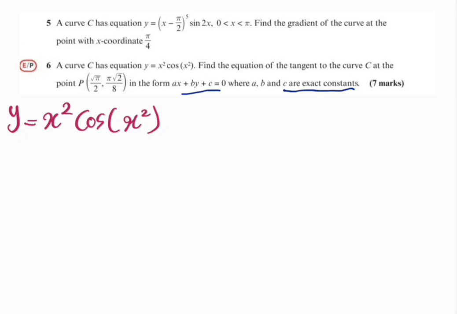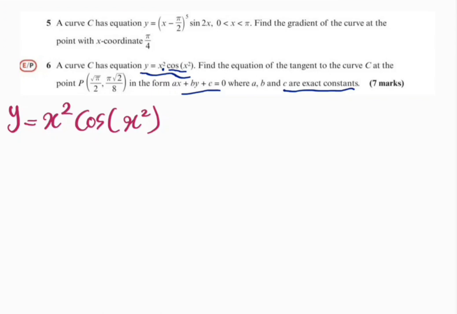Okay, so we've seen a lot of questions like this, and here the only difference is the function and the differentiation rules that we need to apply. So again, we have both the chain rule and the product rule. Product rule for the entire function, because it's x squared times cos x squared, then chain rule for the second function, because that's cos x squared.